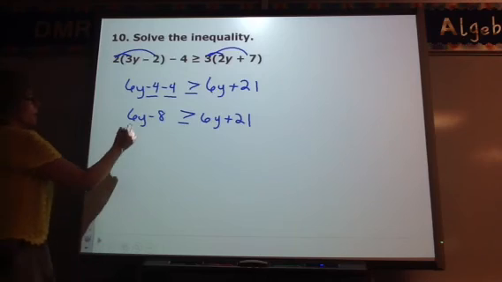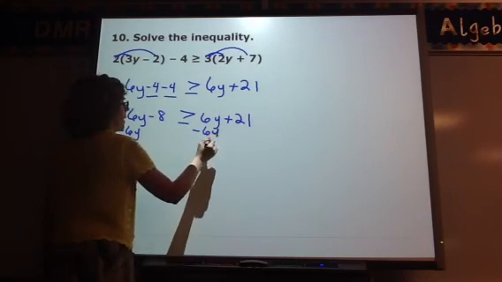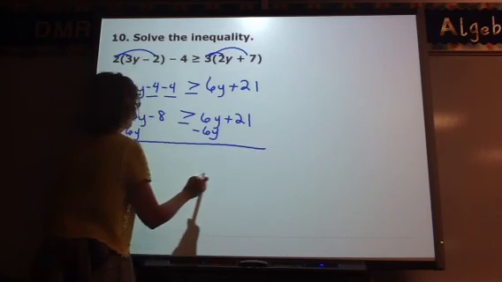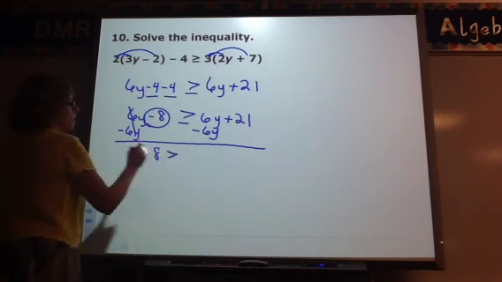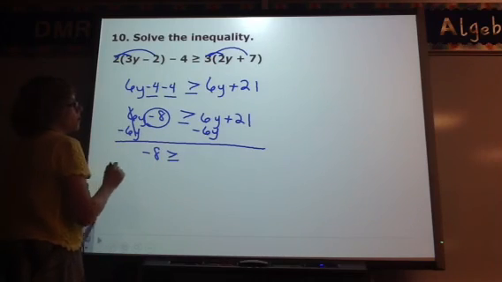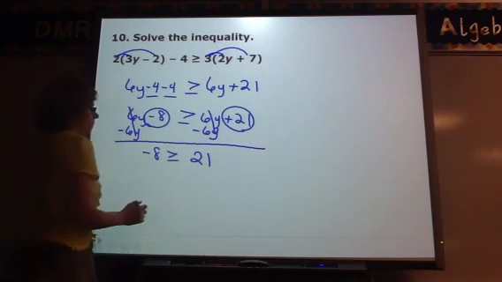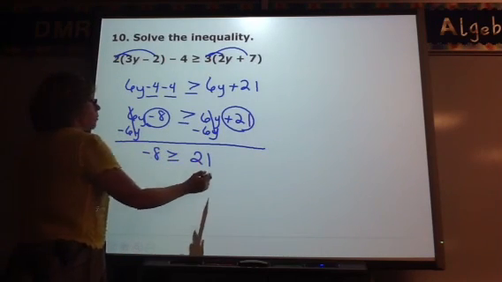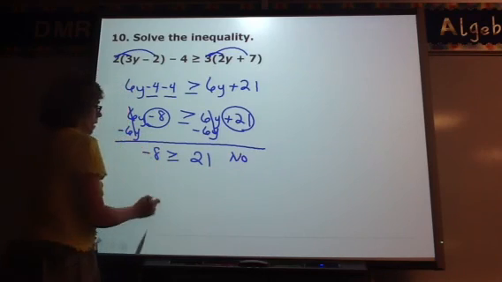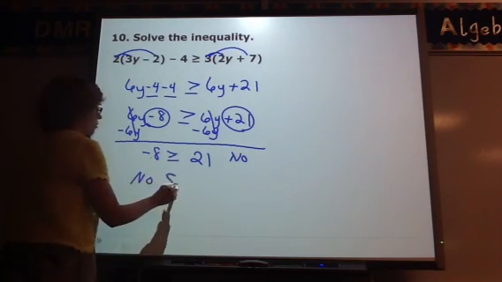Alright, let's collect our terms. Positive 6y, subtract 6y. Cancels out. I have a negative 8. An inequality symbol, greater than or equal. Cancels out. I have a positive 21. Is negative 8 greater than or equal to a positive 21? No. So this is an example of no solution.